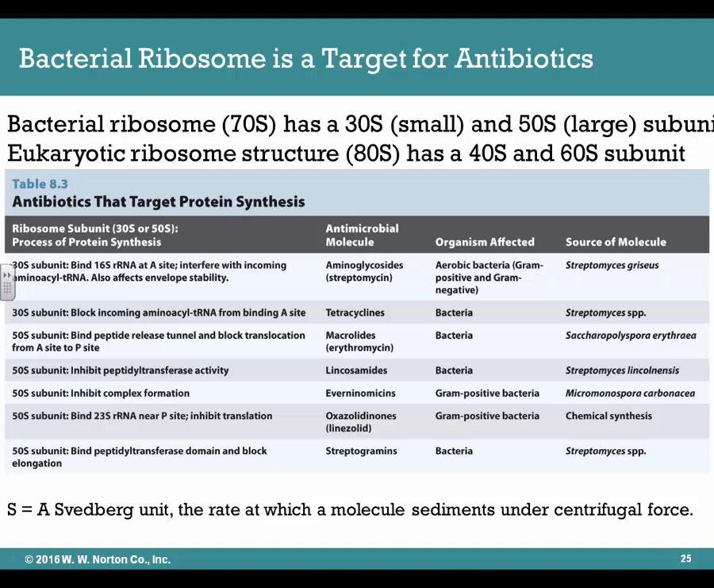Macrolides, such as erythromycin, bind the larger 50S subunit of the bacterial ribosome. There are a whole bunch of other antibiotics that also bind the 50S subunit at different sites within the 50S subunit, so they have different effects. Some of them are specific for all types of bacteria, like erythromycin or the macrolides, whereas others, such as linezolid, are only effective against gram-positive bacteria.